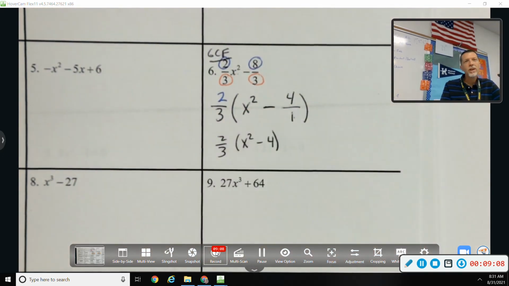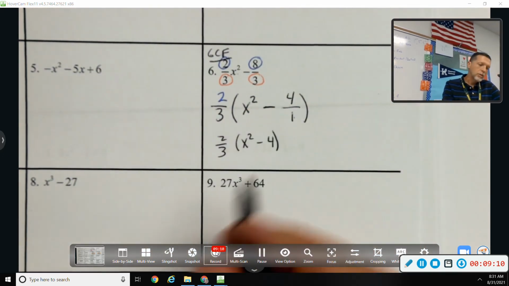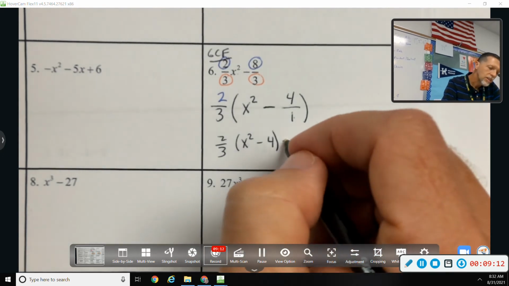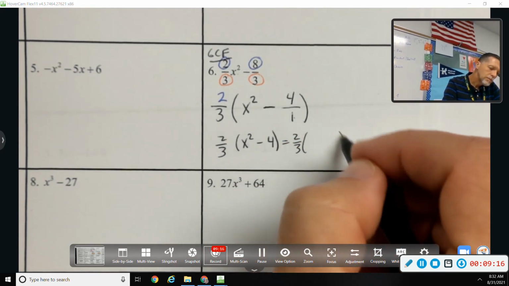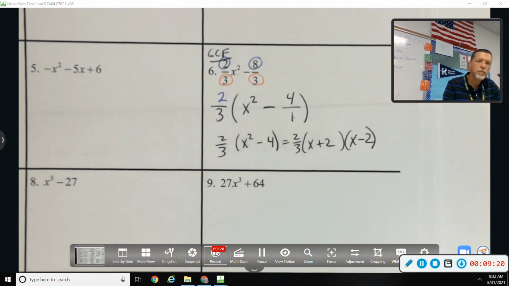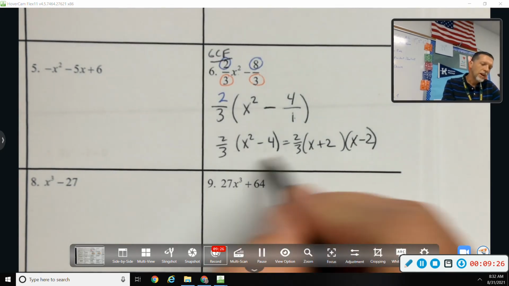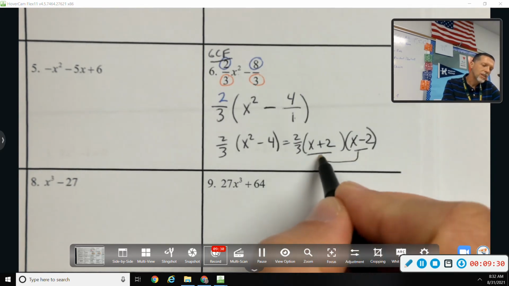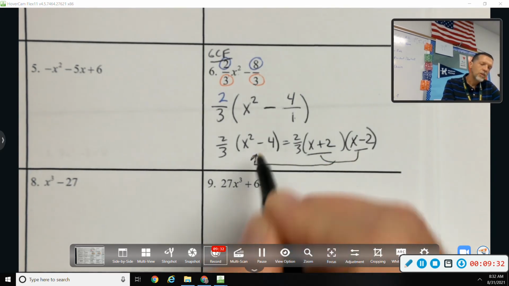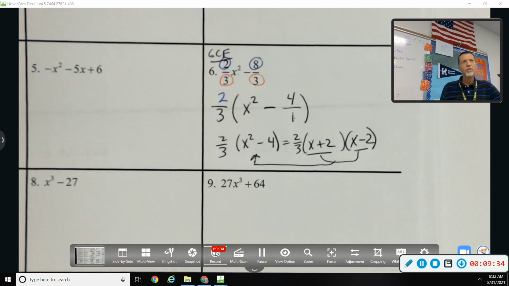Oh, there's more to go on this one because we recognize a difference of squareds. So 2/3 out front, x plus 2, x minus 2. There's actually a problem on today's assignment where you have to recognize it in the other direction. When you see x plus and x minus, you kind of have to know how it goes in reverse.